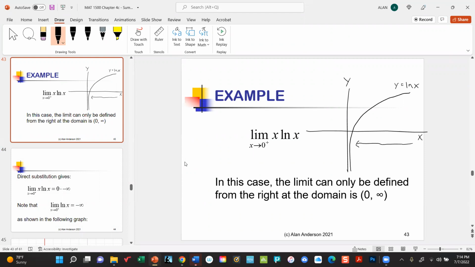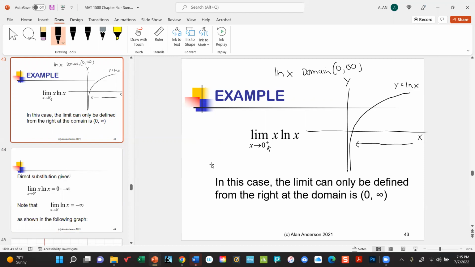And we cannot approach from the left, because the log is only defined on the domain from 0 up to infinity, not including 0. So in other words, the function is undefined for values below 0. In this case, we can only approach from the right. So what should we do?